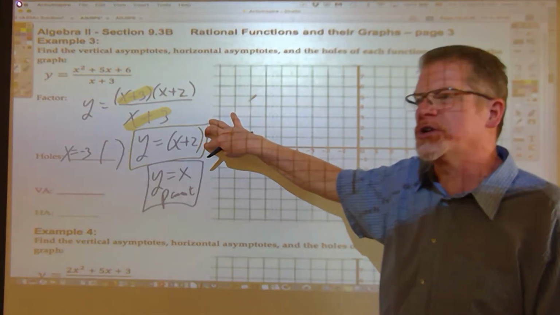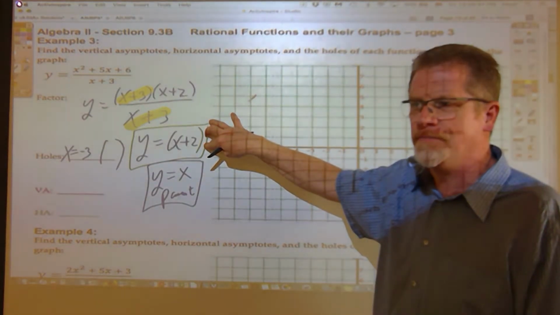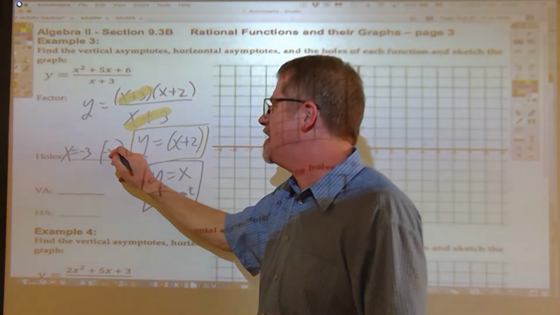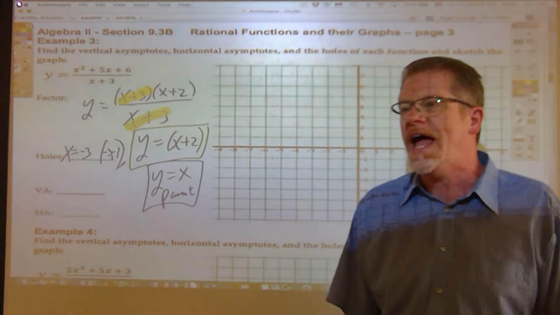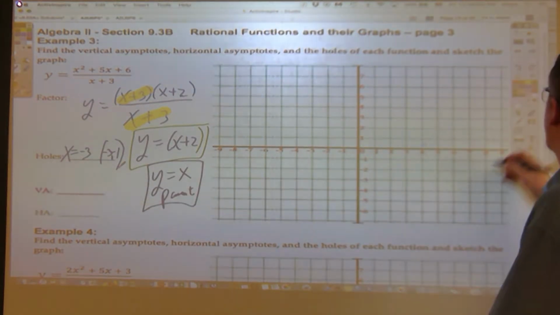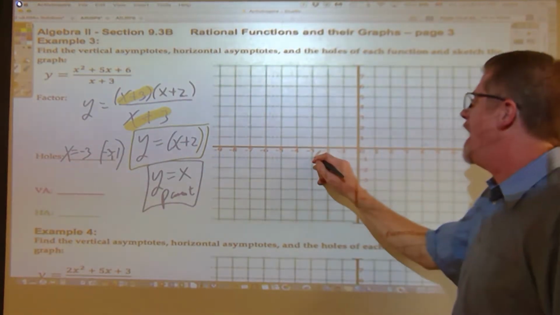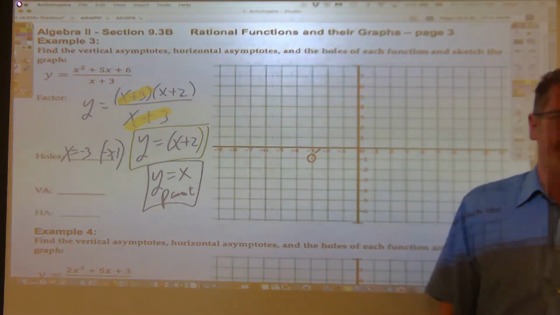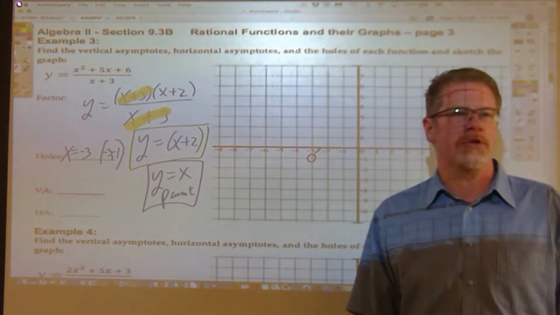-1? Raise your hand if you agree with -1. Thanks, you can put your hands down. It's correct! It is -1. We've got a hole at (-3, -1). Draw the circle at (-3, -1). Houston, we've located the hole.